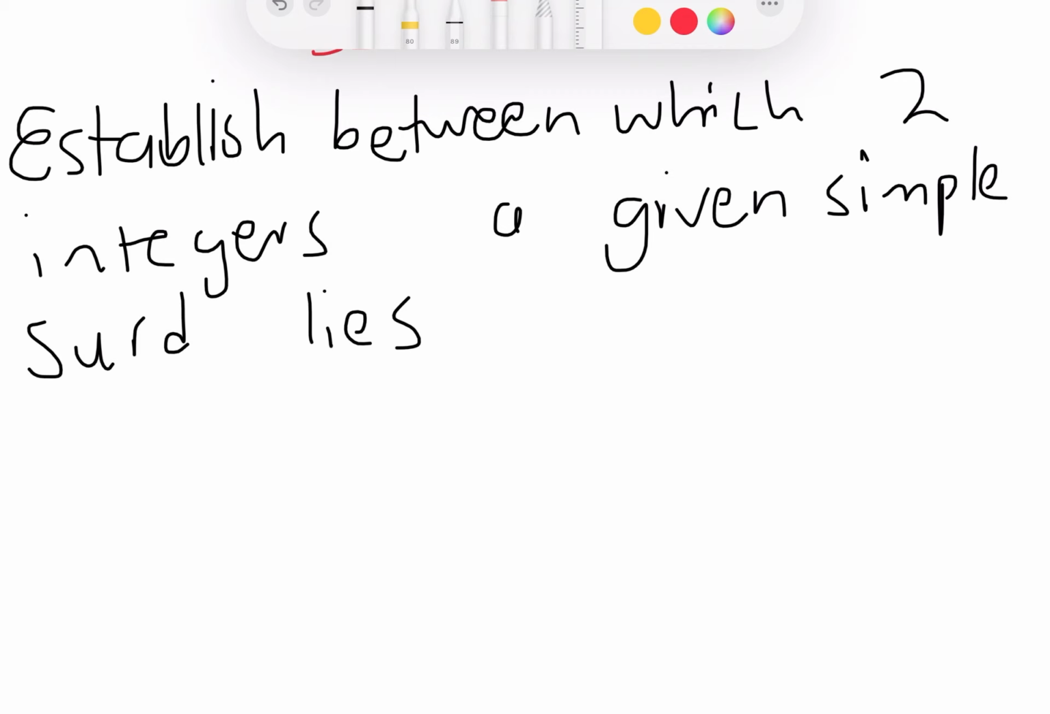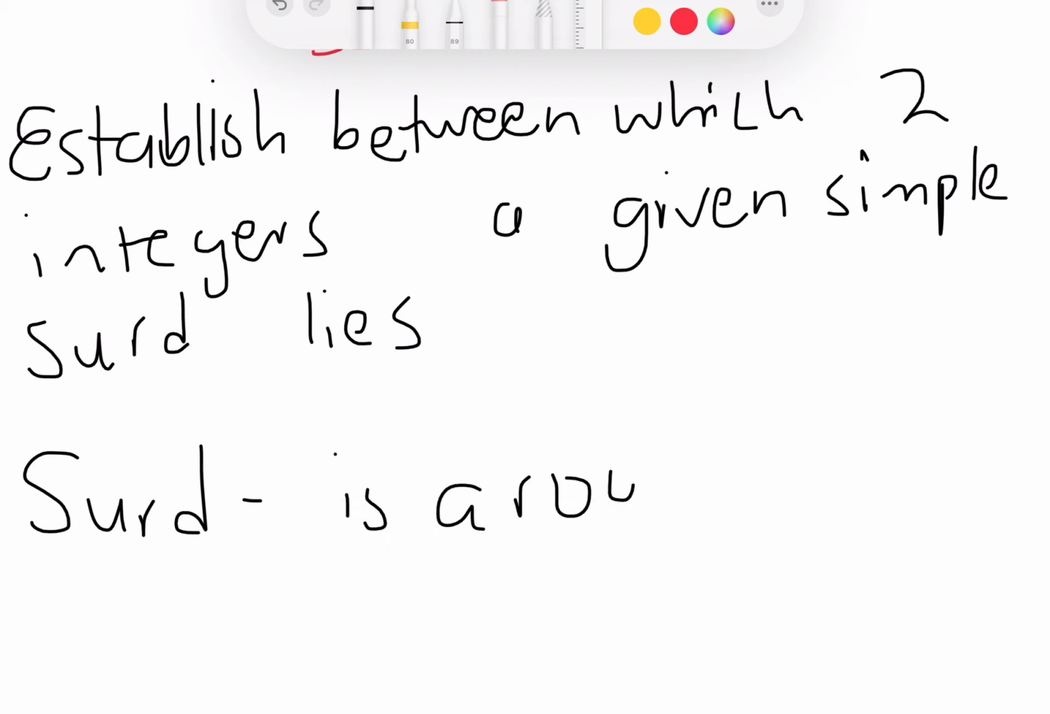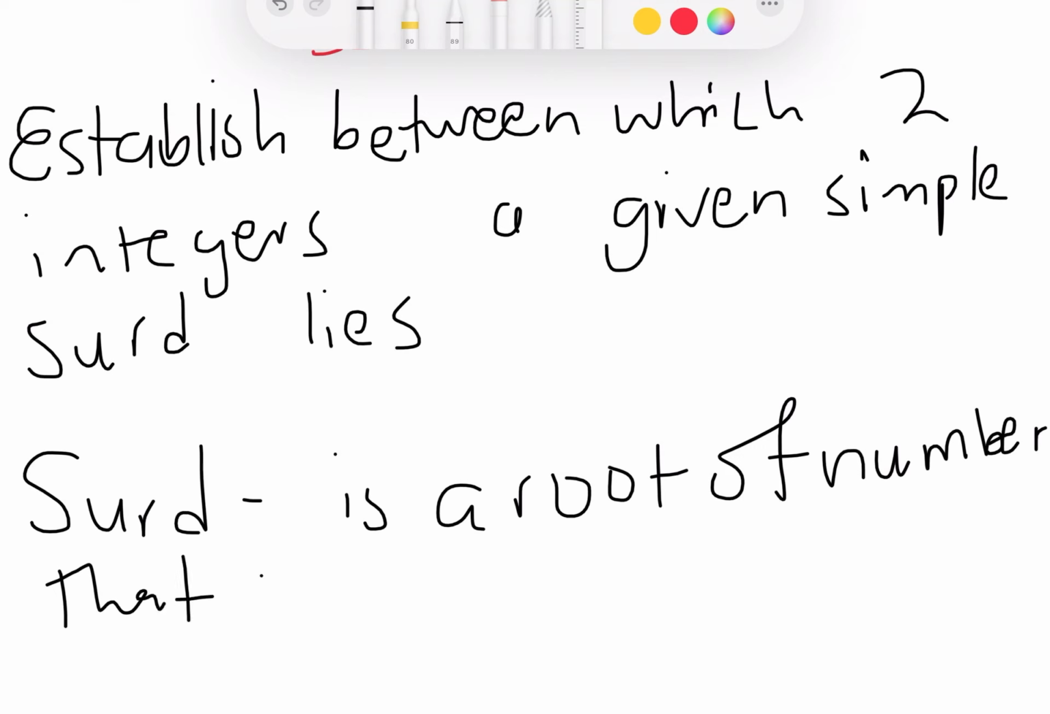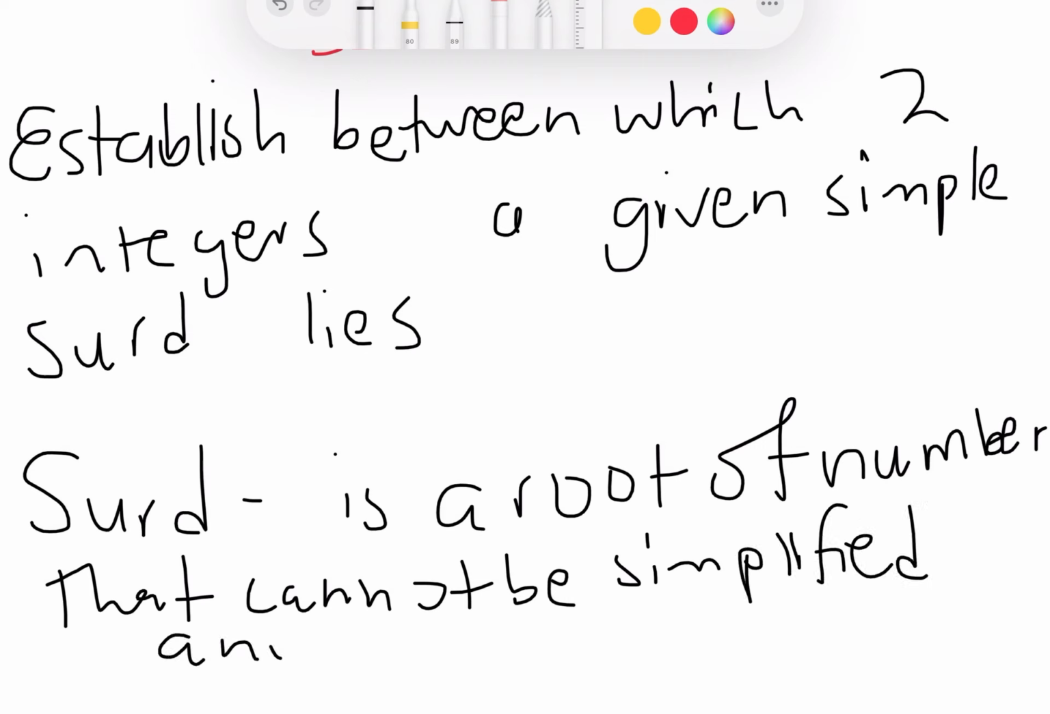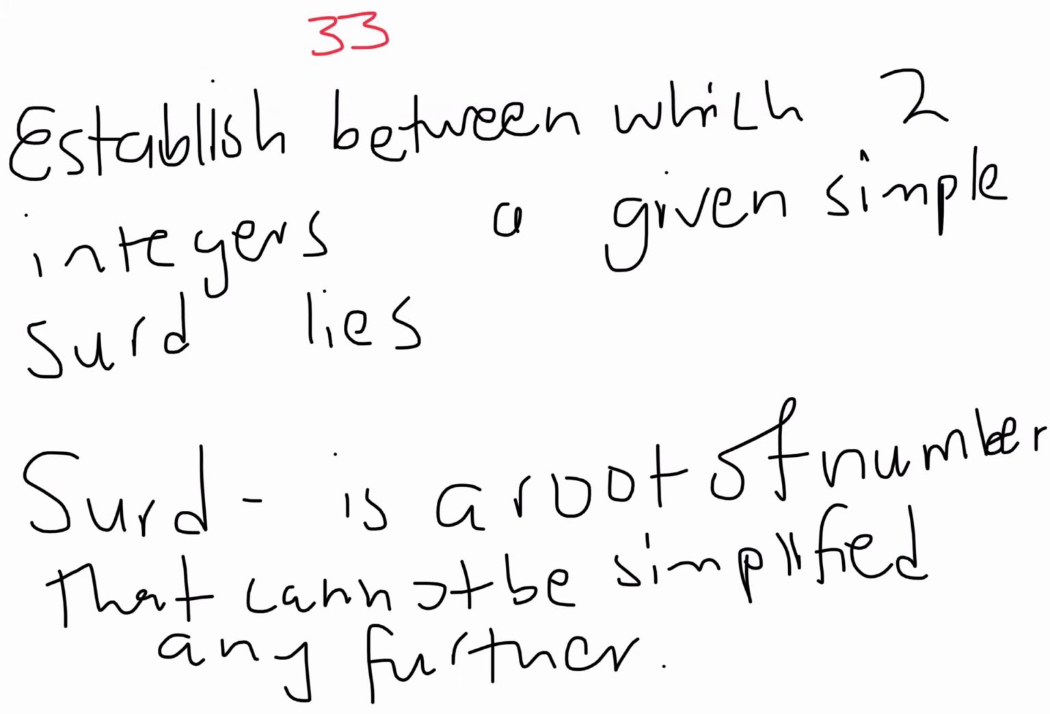with mathematics grade 10 and algebraic expressions, where we establish between which two integers a given simple set lies. First, we need to define what is a surd. A surd is a root of a number that cannot be simplified any further.